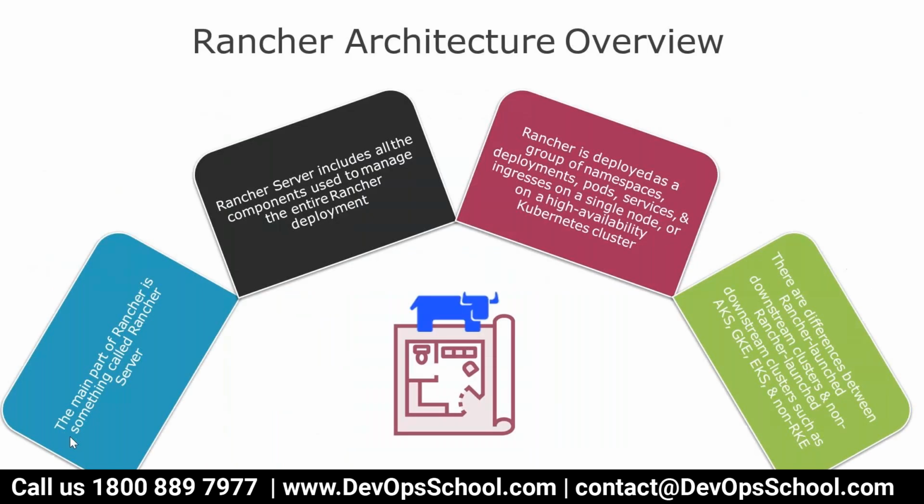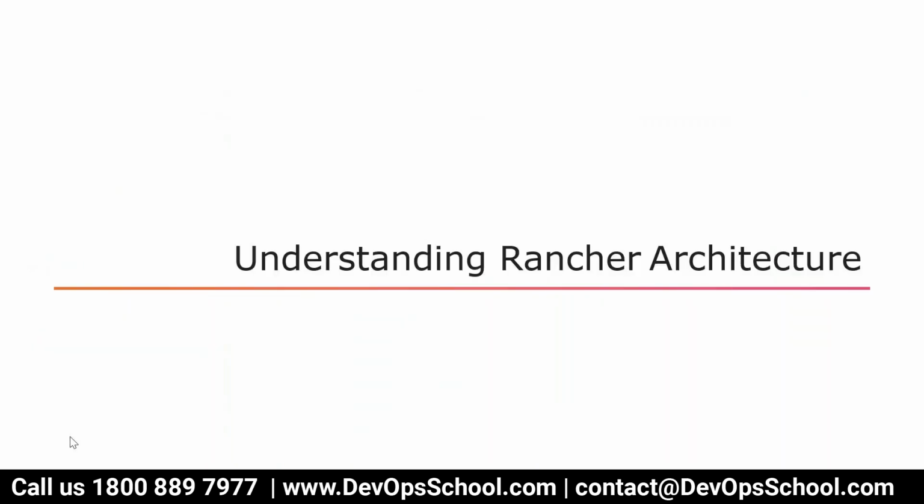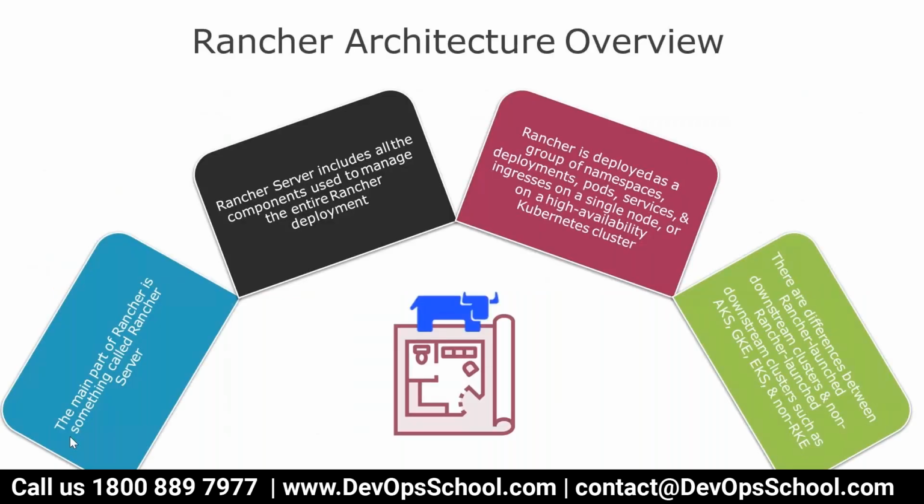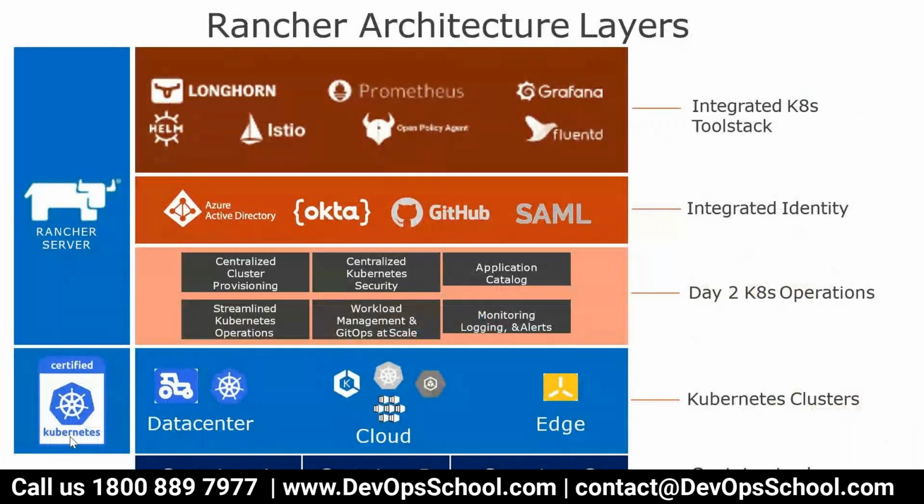Okay, so now all of you understand what Rancher is, why Rancher, and some of the terminologies around it. Now, this is the architecture of Rancher. So look at this here. You have Kubernetes, which can be from any place like a data center, cloud, and edge, and the Rancher server, which has lots of applications. You see the Rancher server is supported by Longhorn, Prometheus, Grafana, Helm, Istio, and OPA.